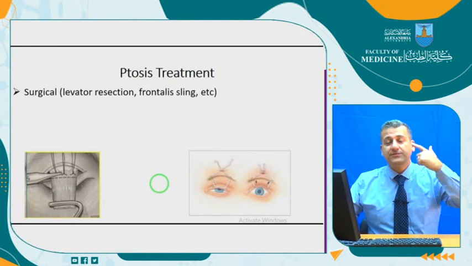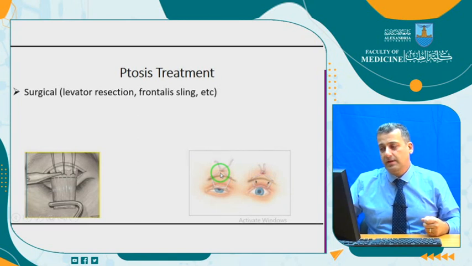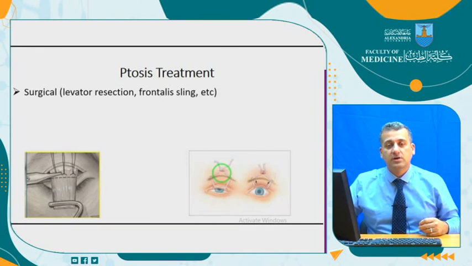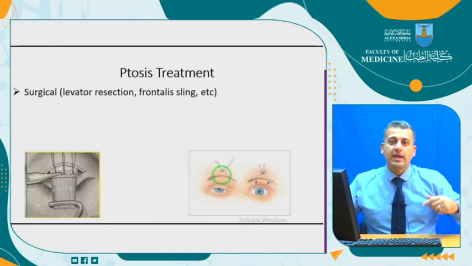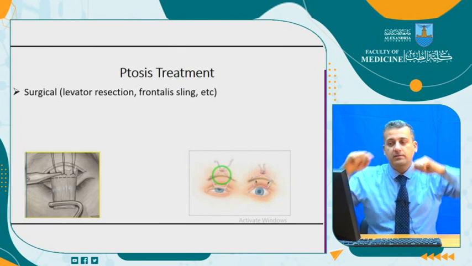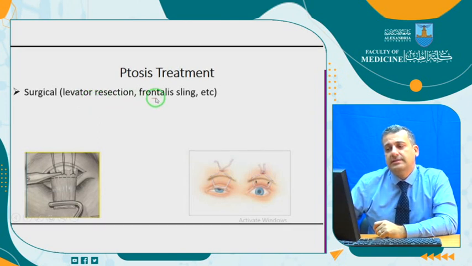Here we have also slings for the eyelid. If we pass some non-inflammatory or non-irritant material and attach it to the tarsus and connect this knot to the frontalis muscle, the patient elevates the eyebrow, he can pull on the tarsus and elevate the upper lid. So again, you put a sling, something to hold the lid and attach it to the frontalis muscle, so when it elevates the eyebrow, it will elevate the eyelid. So surgical intervention in the form of levator resection and frontalis sling.